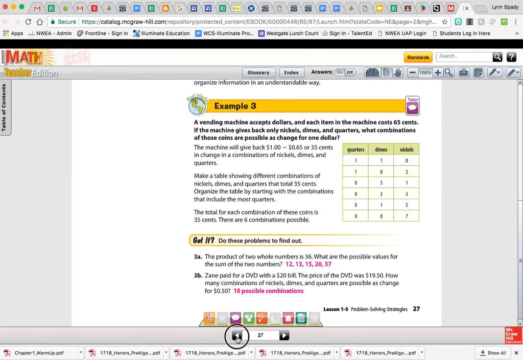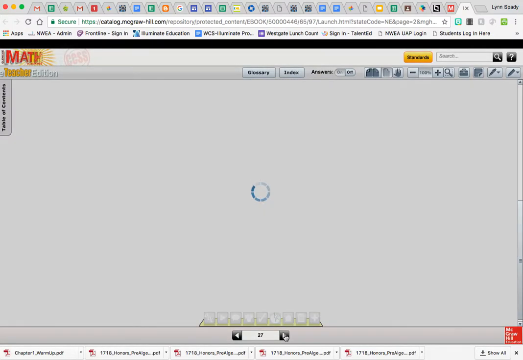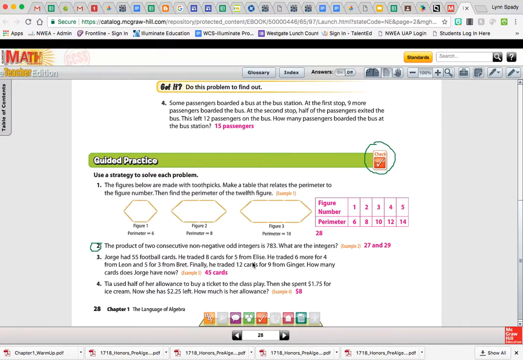You should take the time in your book to look through the different problems for the lesson and then make sure you're taking the notes as I'm working out the problems. So for guided practice number 2, the product of two consecutive non-negative odd integers is 783. What are the integers? Well, I have my answer key turned on, so that makes it kind of easy there, but I think a good strategy for this type of problem is guess and check.